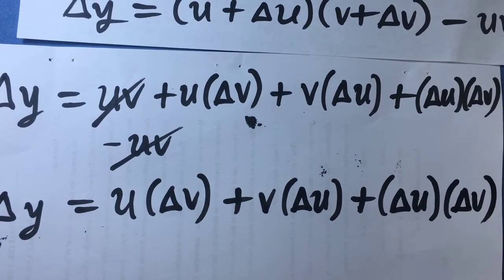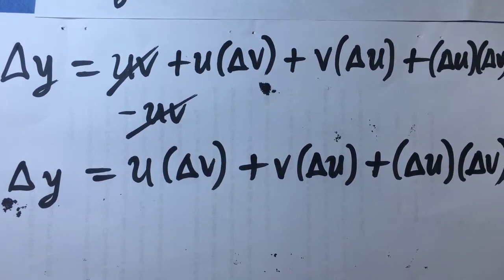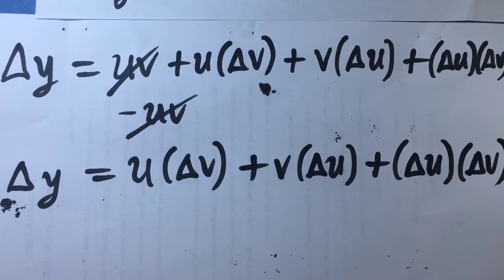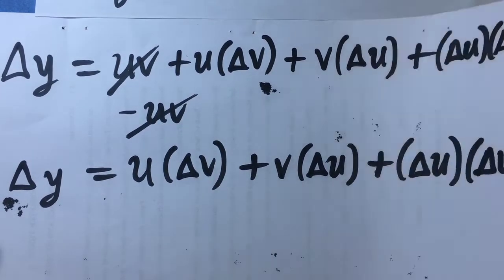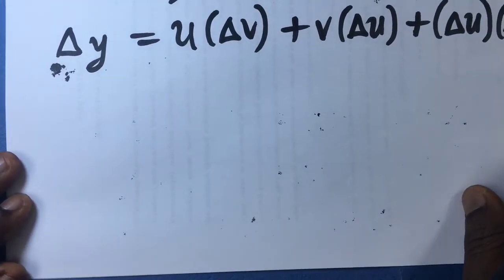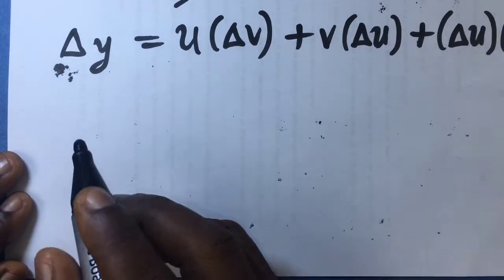Now the next step to take would be to get our gradient function. Okay, remember what we said in first principle of differentiation. The next step would be to obtain your gradient function. Now I'm going to obtain my gradient function by dividing this result we've obtained lastly by change in x.